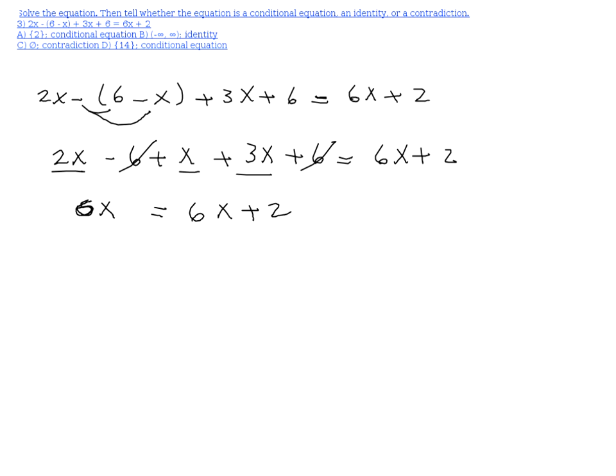Okay, I can stop right here. What kind of solution do I get here, anyone? 6x is equal to 6x plus 2. If I subtract 6x from both sides of the equation, what do I get? I will get 0 is equal to 2, right? When we get 0 is equal to 2, what kind of solution do we get? We get no solution, right?